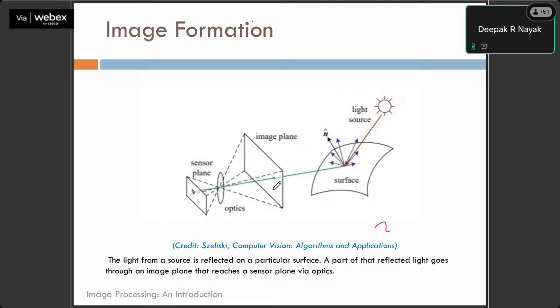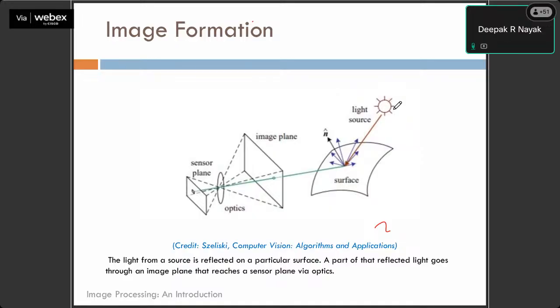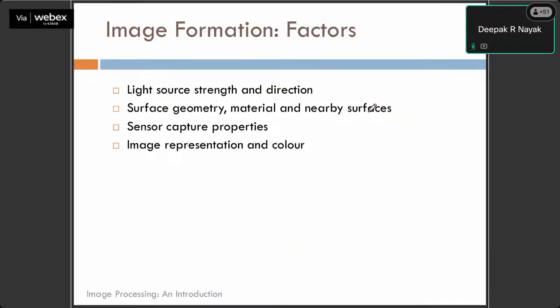So what are the different factors that influence this image formation process? One is the light source, which is very important: the illumination, the light source strength, direction, surface geometry, and the kind of material, especially the material of the surface and the nearby surfaces from where some of the light gets reflected. The sensor capture properties are also very important for image formation, and for the image representations and the colors. So these are some of the factors which influence the image formation process.